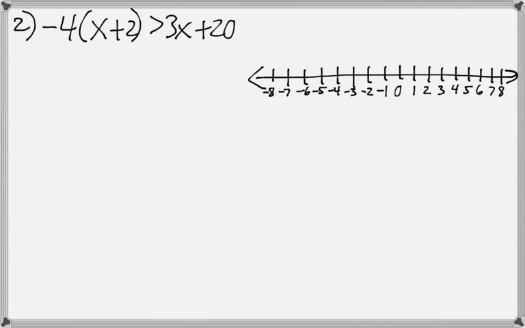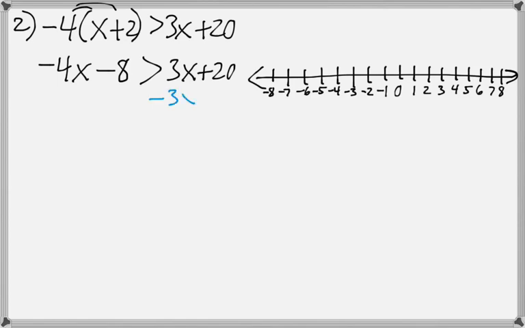Let's look at number 2. I want to solve this. So I want to distribute the -4. So -4x minus 8 is greater than 3x plus 20. And I need to solve for x, so I need to get my x's onto one side. I'm going to choose to move my x's to the left.